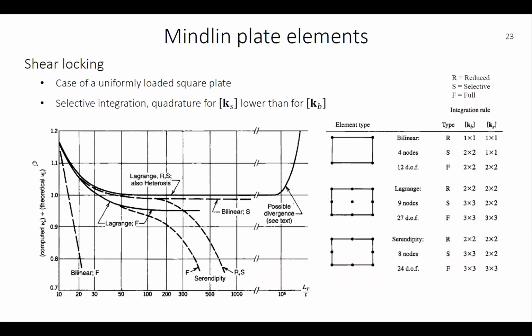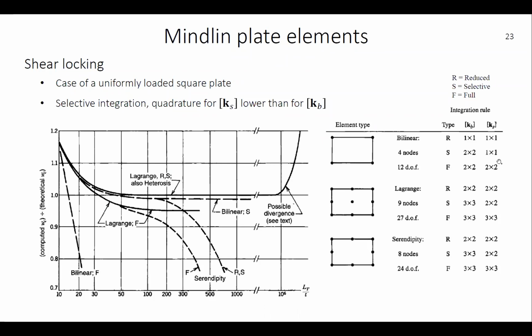Here's another example from the book where we have increased ratio of span length over element thickness. So we have increasingly thinner plates for increasing values here, going to somewhat extreme values here. And this is illustrated for a case of a uniformly loaded square plate and different integration orders for the shear components and the bending components.